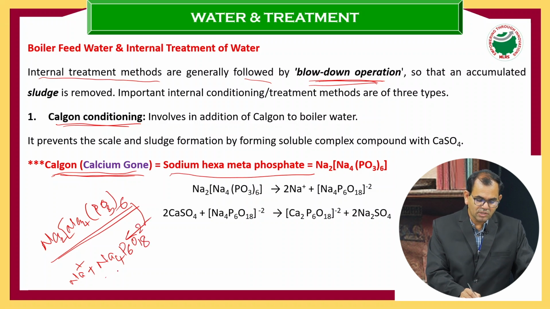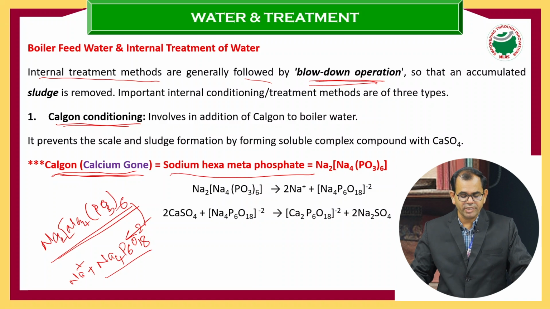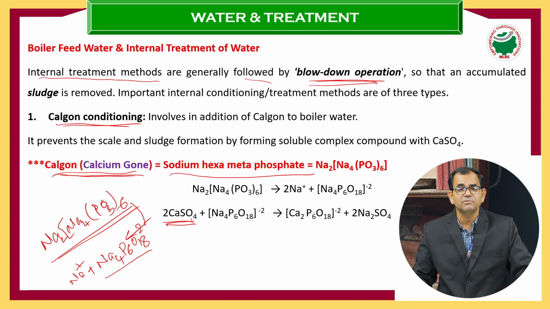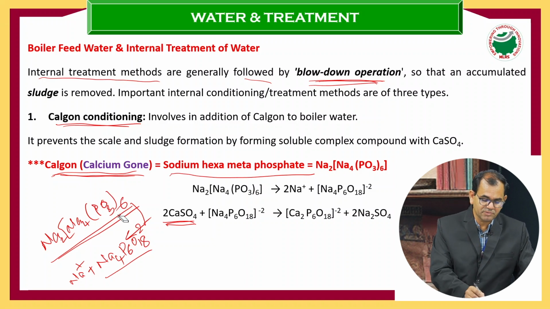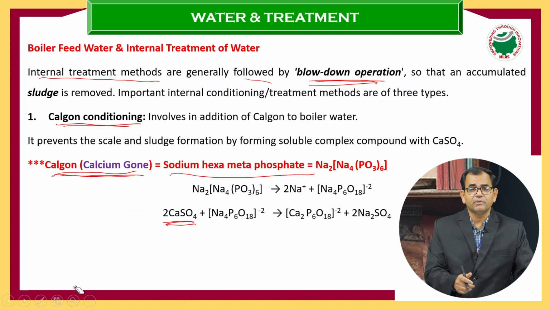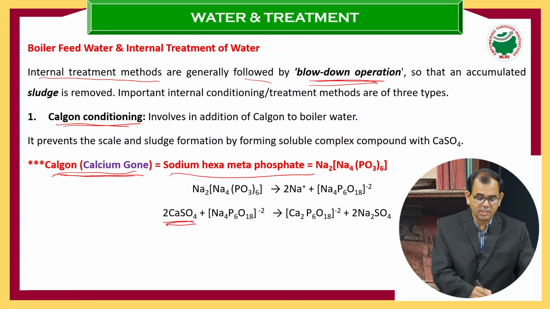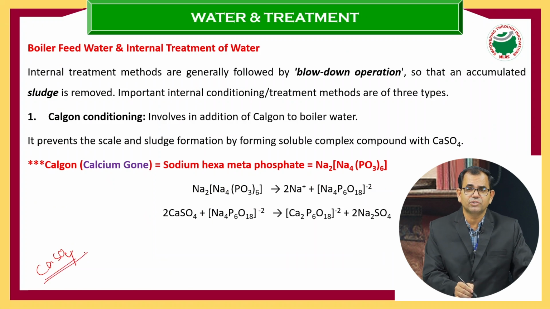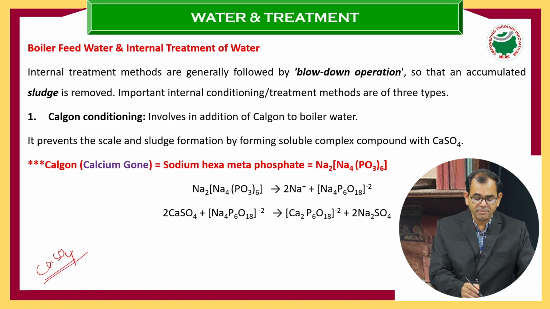This dissociated sodium will interact with the permanent hardness causing salt, that is nothing but calcium sulfate. What is the salt responsible for the permanent hardness? Calcium sulfate, CaSO4. Now, how can this calcium sulfate be removed? By using the calgon. What's happening here?